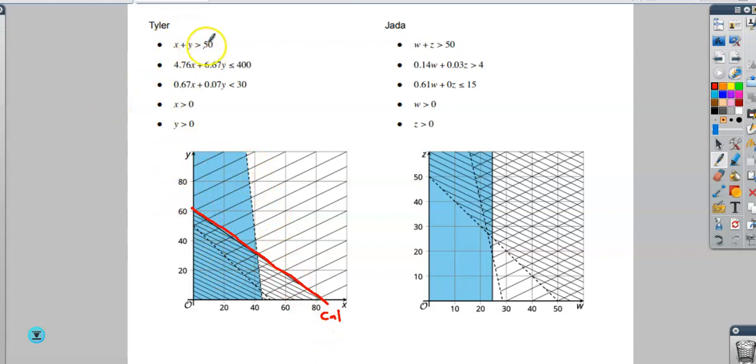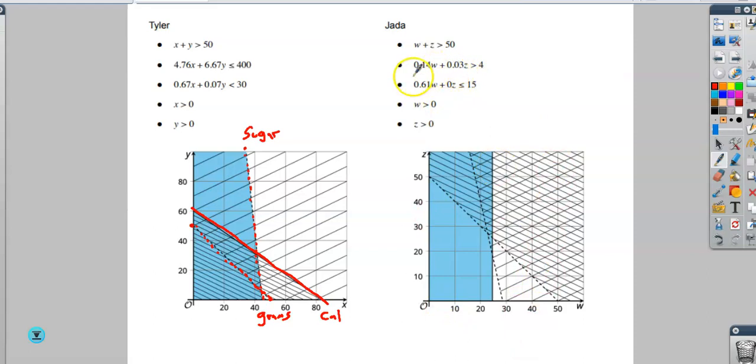This x plus y equals 50. Remember, it's going to go through 50 and 50, right? When you have just the two added together. So this represents, and it's greater than, so it's shaded above it. That's going to be your grams. And then the last one must be for the last equation, and we said that was the sugar constraint. So see if you can get those for Jada. Pause and see if you can get which line is which.